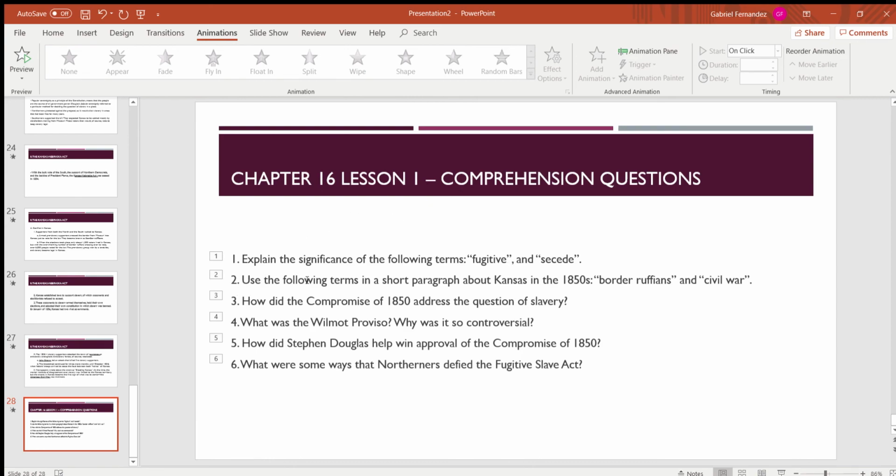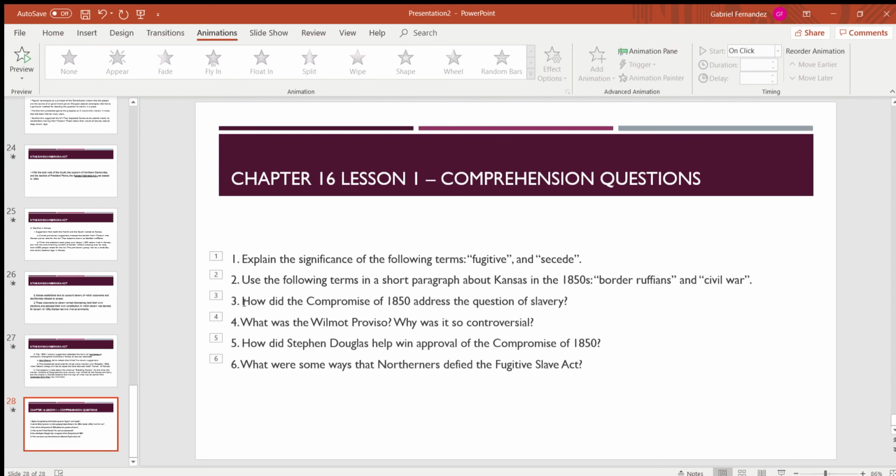Number 2, use the following terms in a short paragraph about Kansas in the 1850s: border ruffians and Civil War. So in one paragraph of about 3 to 5 sentences, go ahead and use both these terms in a short little description about what Kansas is like in the 1850s. You can get a lot of information about Kansas in like the last minute of this video.